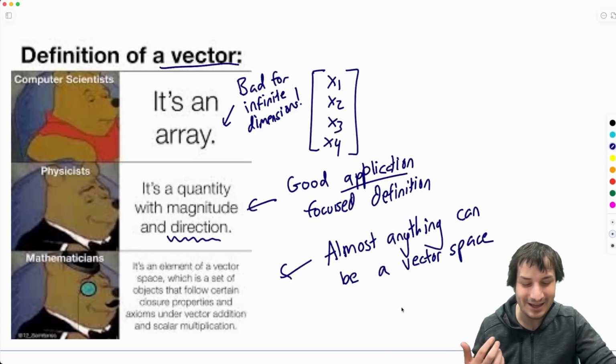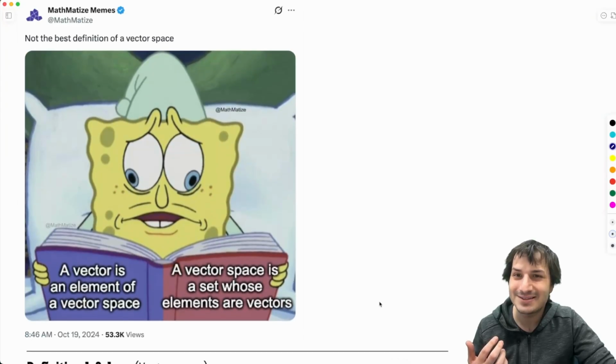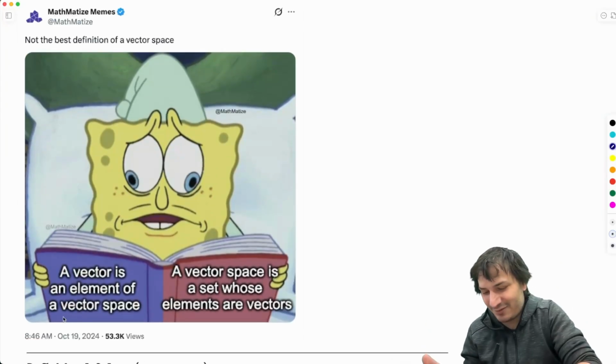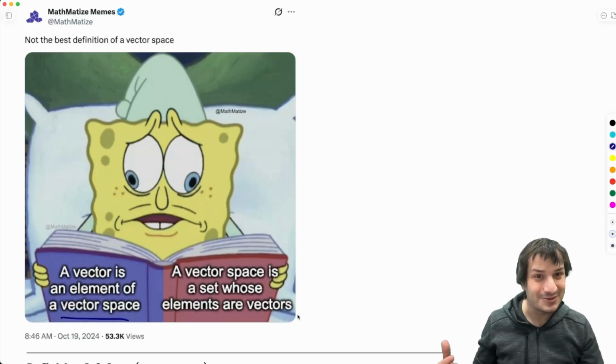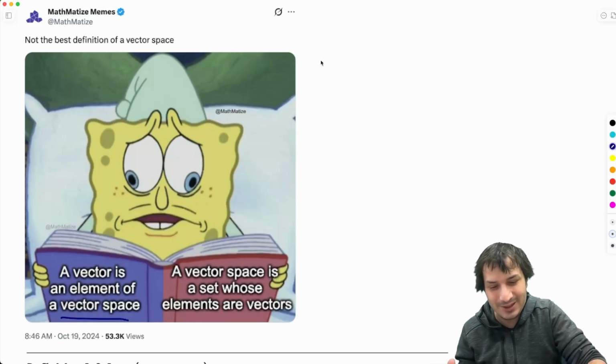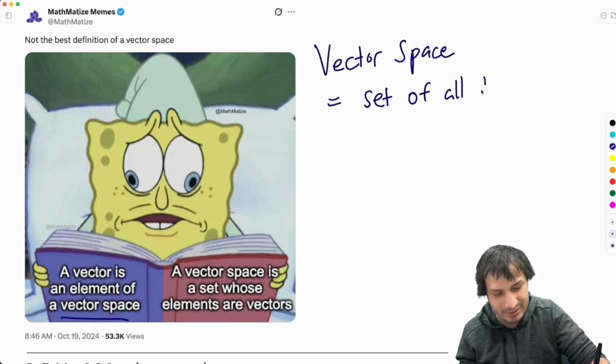I will say, here's another meme I found that I really liked, which is the definition of a vector space. So a vector is an element of a vector space, but what is a vector space? A vector space is a set whose elements are vectors. So the vector space really is the collection of all the vectors. The vector space equals the set of all the vectors.